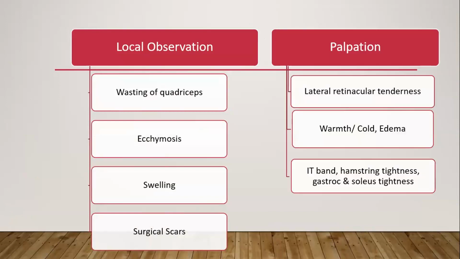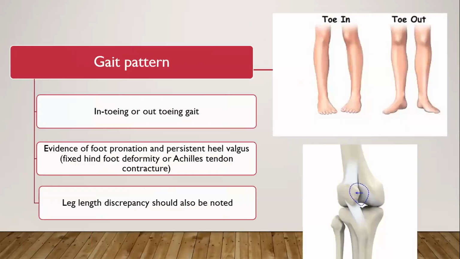On palpation, we have to look for tenderness of the lateral retinacular region, and whether it is warm, cold, or has edema. And also, we should check for IT band tightness, hamstring tightness, and gastrocnemius-soleus tightness. For gait pattern, we have to look for either in-toeing gait or out-toeing gait, because evidence of foot pronation or persistent heel valgus, which constitutes fixed hindfoot deformity, or Achilles tendon contracture, can also give rise to patellar instability. We also look for leg length discrepancies.